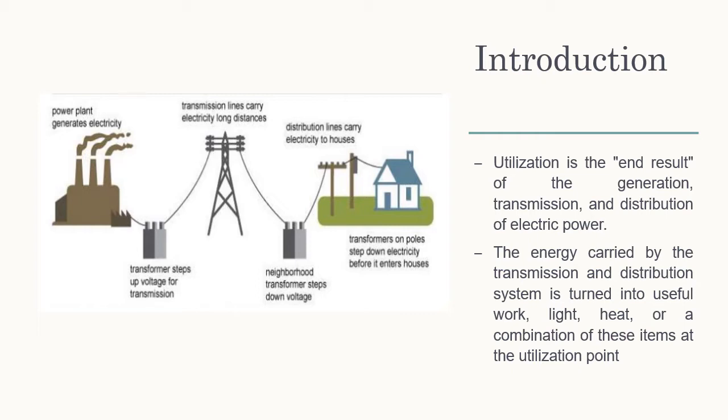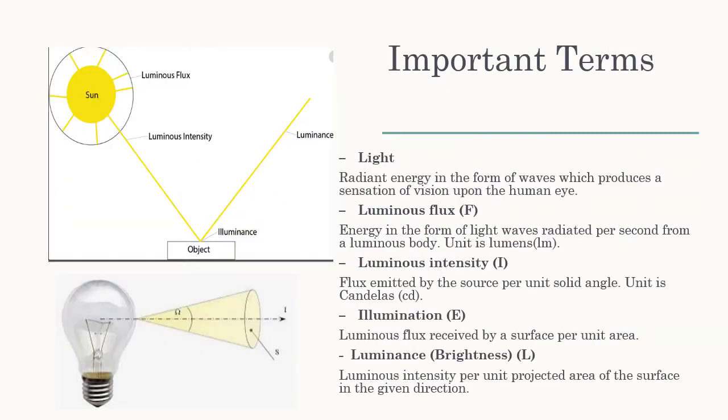In this video, we are going to see about illumination, that is, how we are going to use electrical power as light energy. So first we see the important terms related to illumination. First, the light. Light is radiant energy in the form of waves, which produces vision in the human eye.